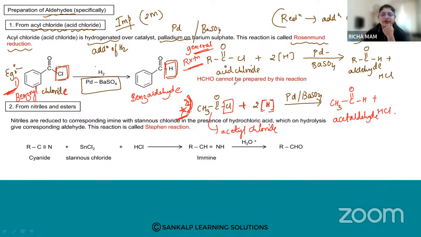So the general reaction: we take an acid chloride and do hydrogenation, which means adding a hydrogen molecule in the presence of a catalyst like palladium on barium sulfate, and we get an aldehyde and HCl. These are the products obtained. This aldehyde cannot be reduced further, so we will get only aldehydes here.